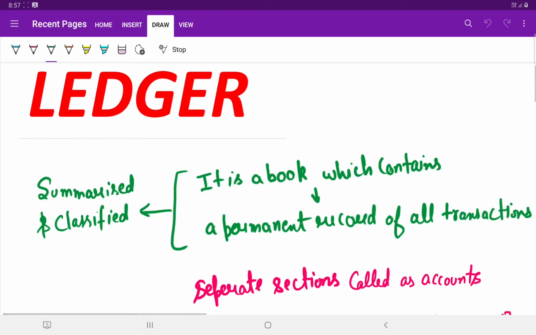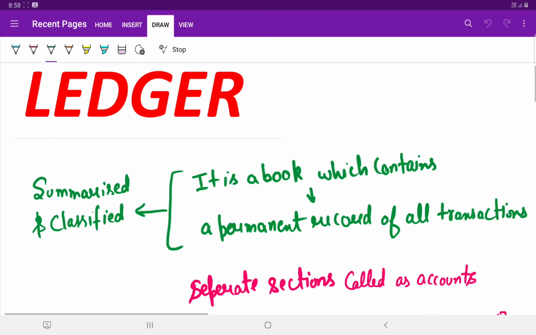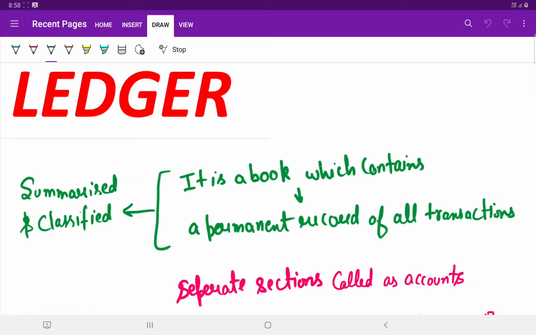A ledger is considered to be the book which contains a permanent record of all transactions of a business, but in a summarized and a classified form. I am giving the emphasis on the summarized and the classified form. A ledger is also a collection of all the accounts that are debited or credited in the journal or the other specific journals. It may be in the form of a bound register or cards or separate punched sheets.